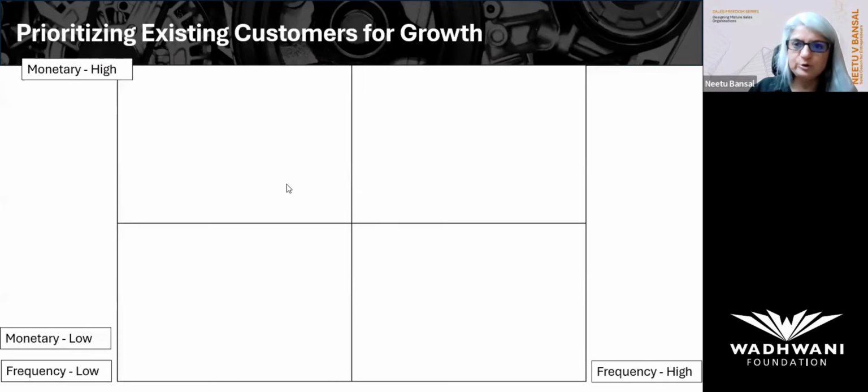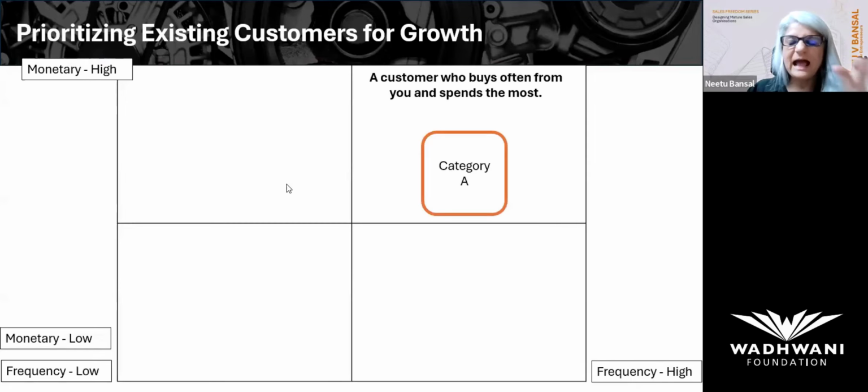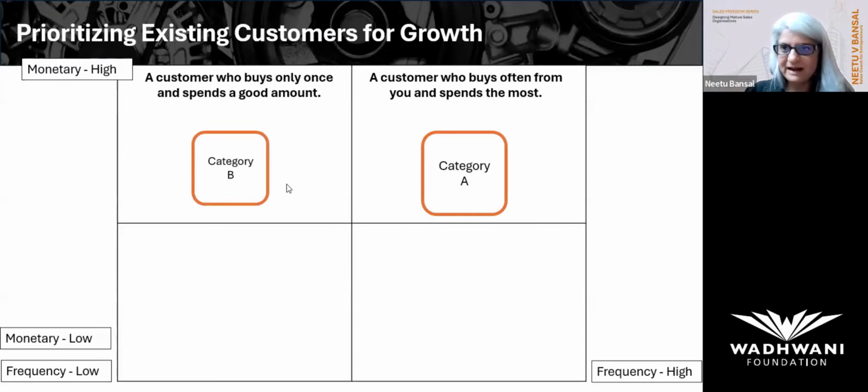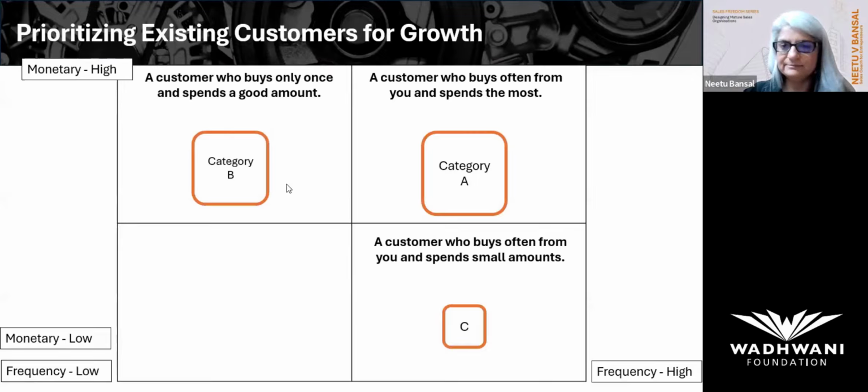We create a 2 by 2 matrix. In category A, we have monetary, the value of the bill, and frequency, which is how often they buy from you. So the one who buys often and spends the most money is category A, in the top right corner. Then we have category B, then C and D.